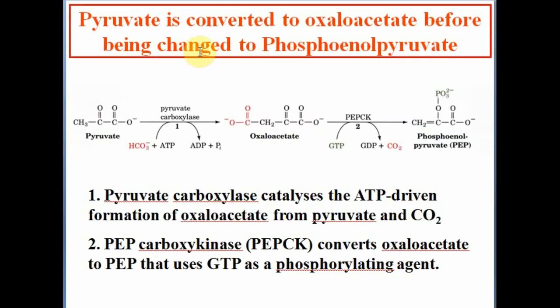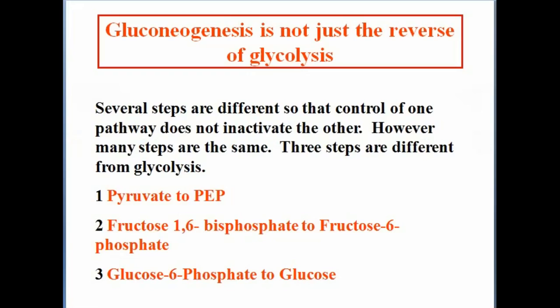And what happens after the formation of phosphoenolpyruvate? We have already said that the majority of the enzymes involved in gluconeogenesis are quite similar to those of glycolysis, but it is not just the reversal of glycolysis.